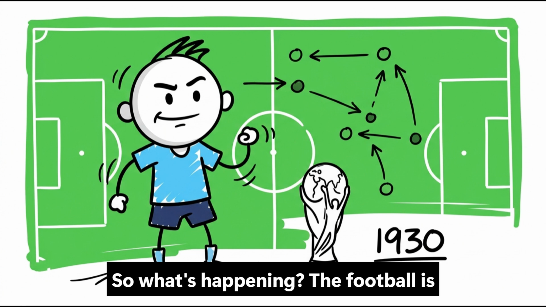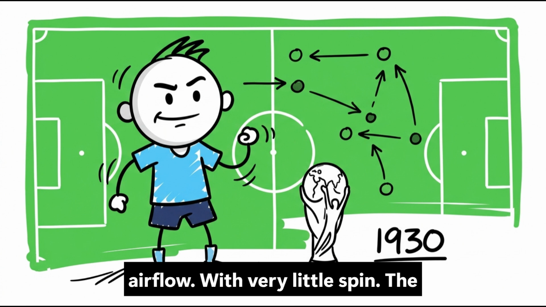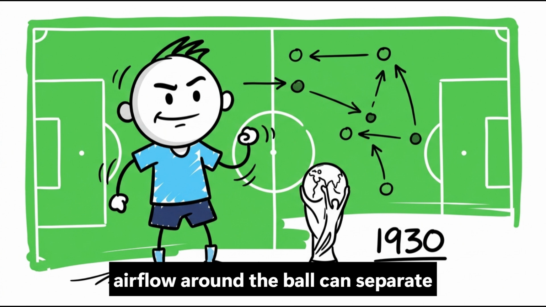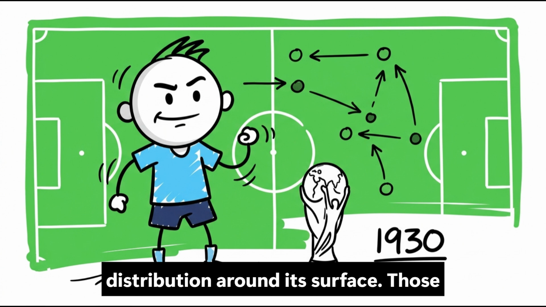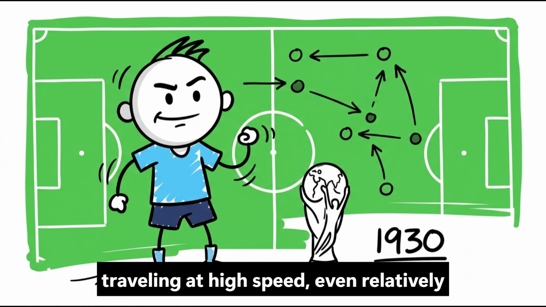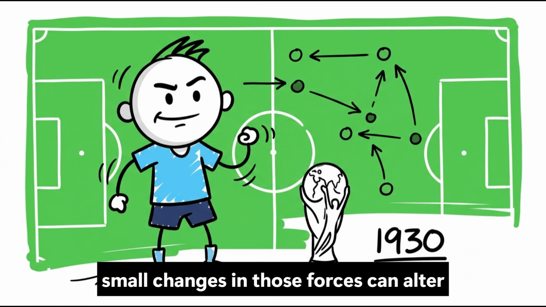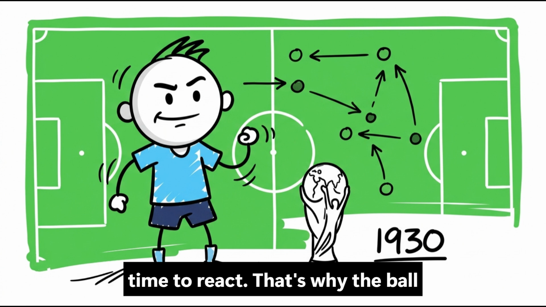So, what's happening? The football is traveling through constantly changing airflow. With very little spin, the airflow around the ball can separate unevenly. That changes the pressure distribution around its surface. Those pressure differences create aerodynamic forces. And because the football is traveling at high speed, even relatively small changes in those forces can alter its trajectory before the goalkeeper has time to react.